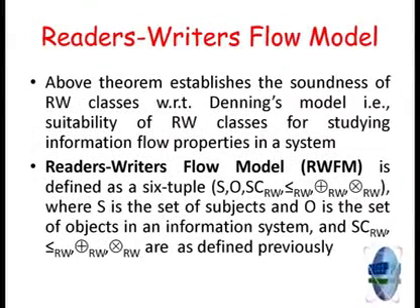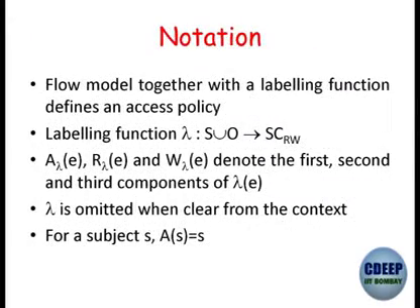So now we can say under what conditions, using this lattice, it forms a real flow model, so that all the necessary conditions of confidentiality and integrity are maintained. So now here, what does that mean? You have given RWFM, let us say what are the functions, so which essentially you have a triple. The first one is the owner, second is the reader set, and the third is the writer set. And you usually ignore the labeling lambda when clear from the context.